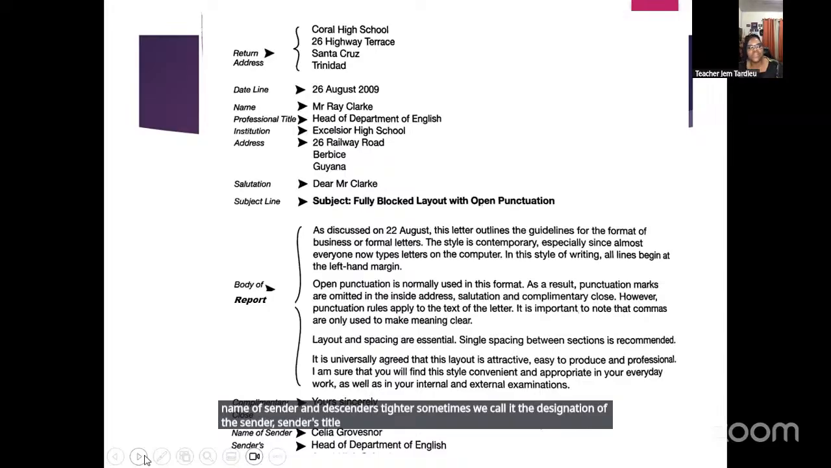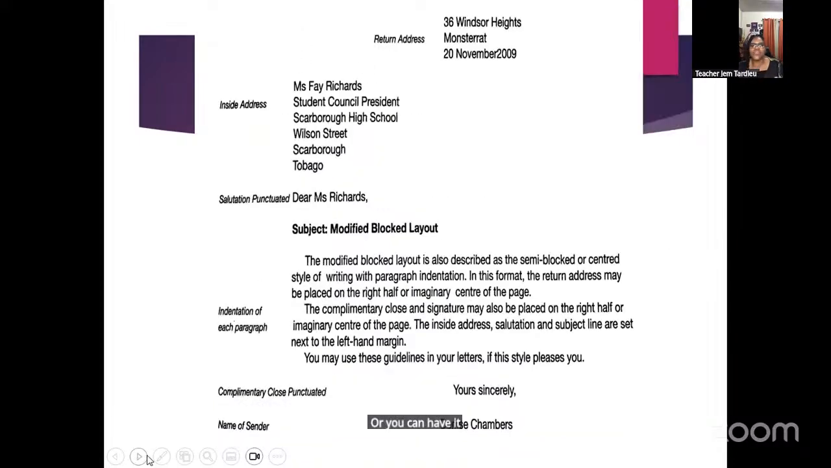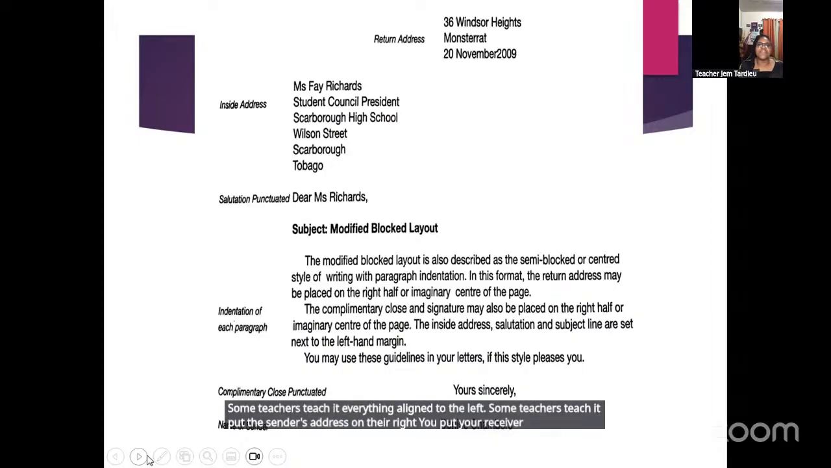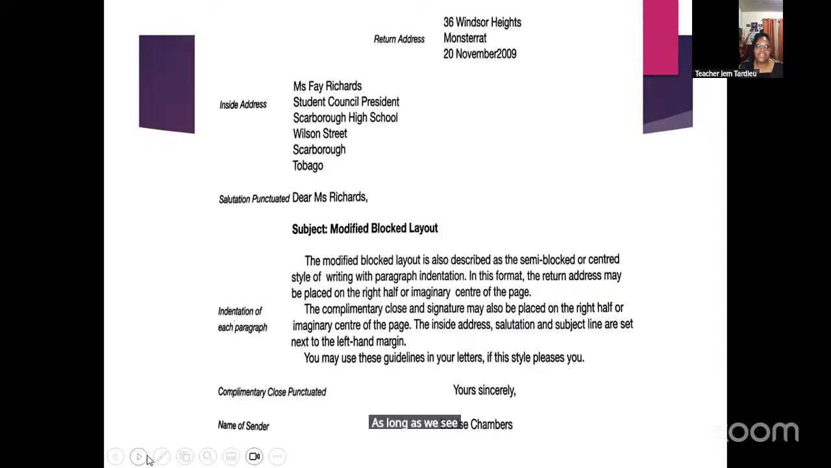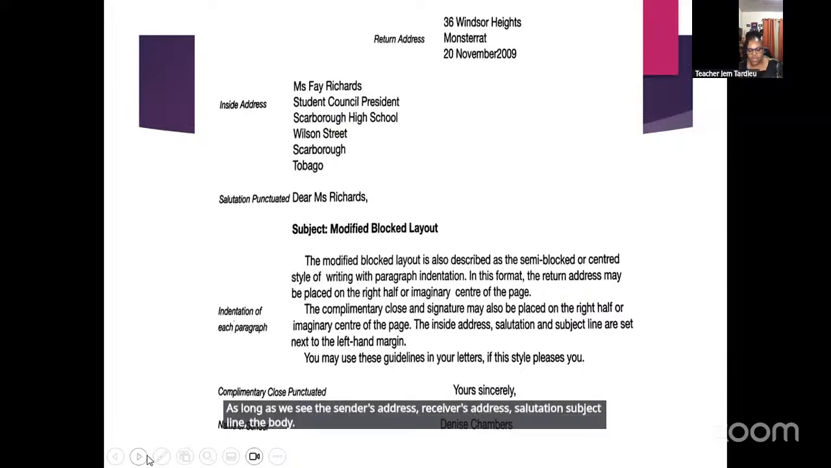So all of those, once you have that format, remember again, it can be the block style where everything is aligned to your left, or you can have it this way. There's no better, there's no best. Some teachers teach it, everything aligned to the left. Some teachers teach it, you put the sender's address on your right, you put your receiver's address on your left, you have your subject line. So many of you will say, well, miss, my teacher, it's fine. We accept it both ways as long as we see the sender's address, receiver's address, salutation, subject line, the body, and of course, the complimentary clause.